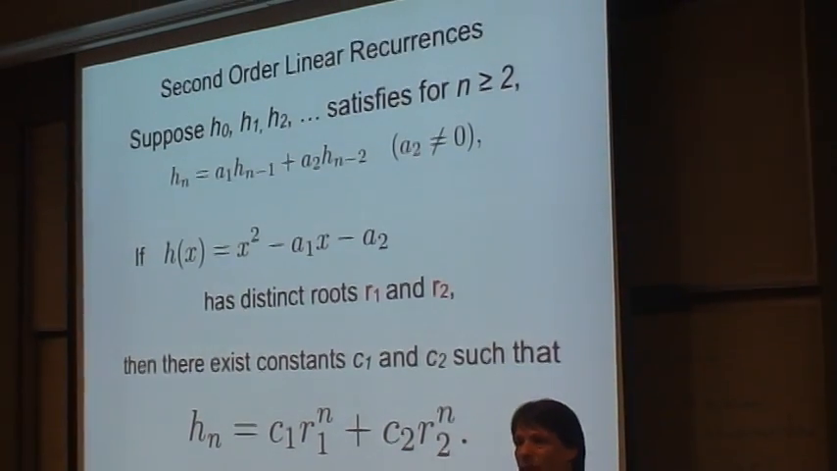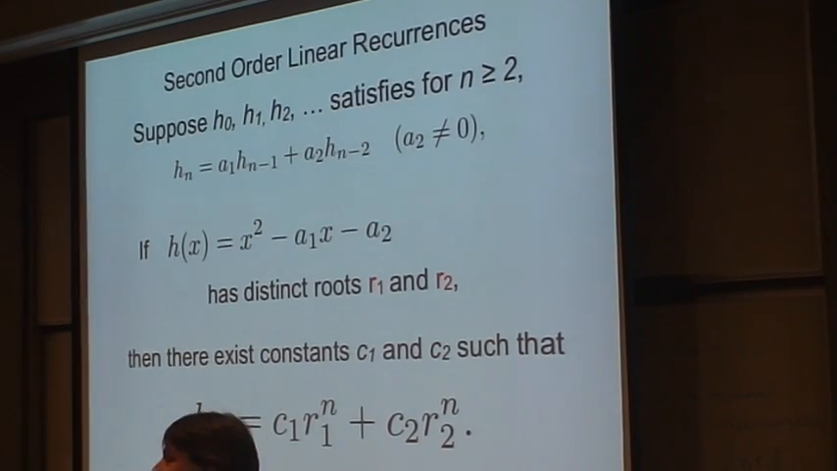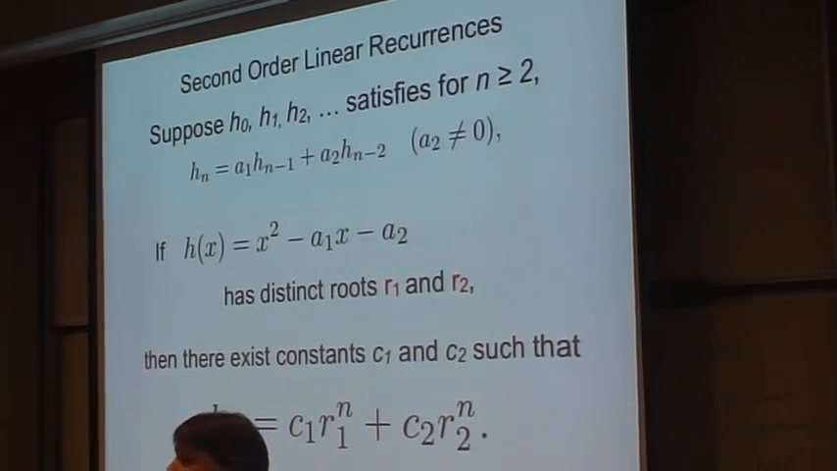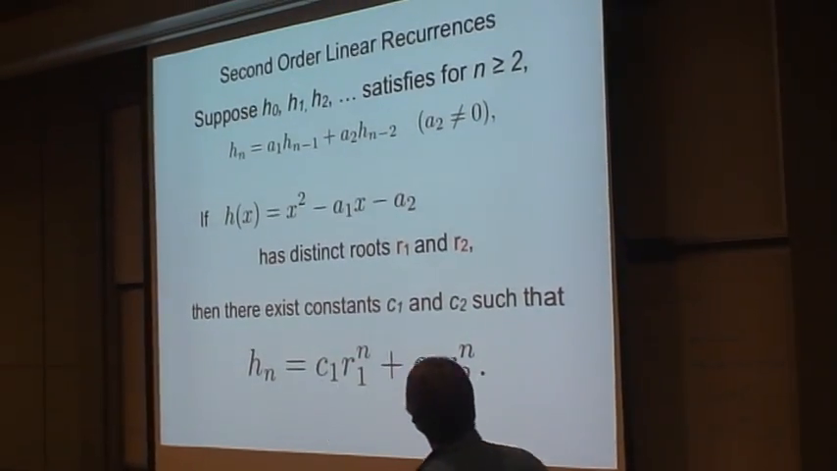Let's start off with second-order recurrences. Then I'll show you third-order recurrences. Then arbitrary with distinct roots. And then finally, what happens if you have repeated roots. Okay? That's what we're going to do.